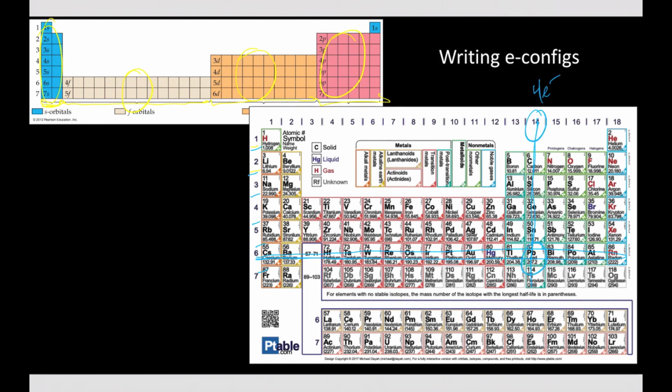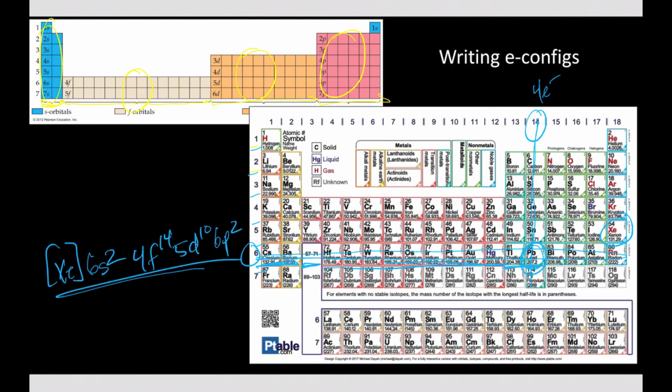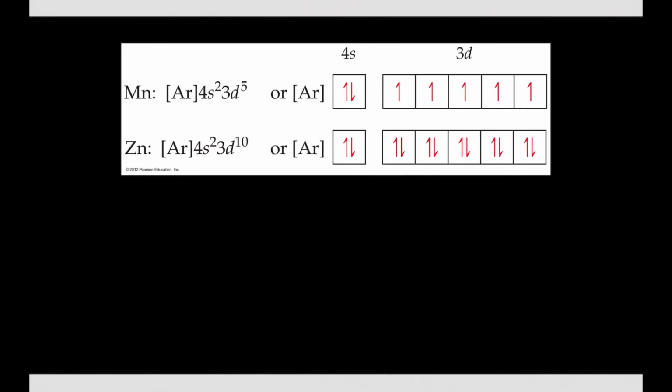So if we were going to write the electron configuration for lead, we would go to the noble gas before it, which is xenon. And then we would go 6s2, and then we come over here. Oh, we passed all of that, so that would be 4f14, and we passed all of that, which would be 5d10, and then we're 1, 2 into the p block. Yes? And that would be lead's electron configuration. Yes? Okay.